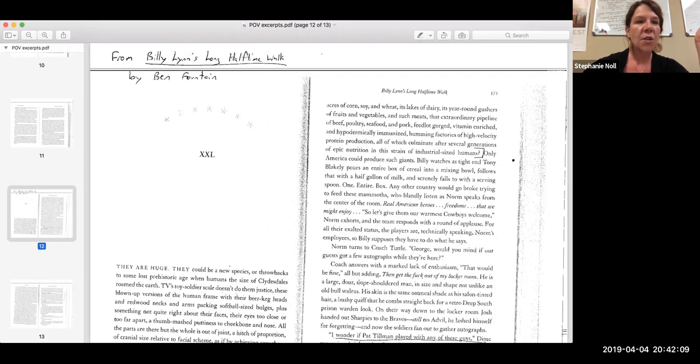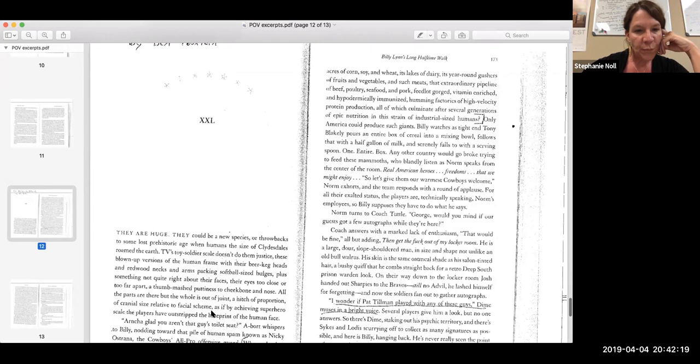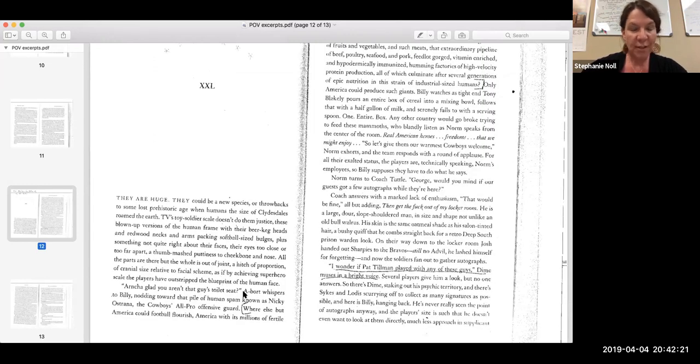So as Morgan says, we're interpreting the character's actions and choices, and you get this guy whose nickname is Abort. "Aren't you glad you aren't that guy's toilet seat?" So you get his observation, but he's not the only one there. He whispers that to Billy.